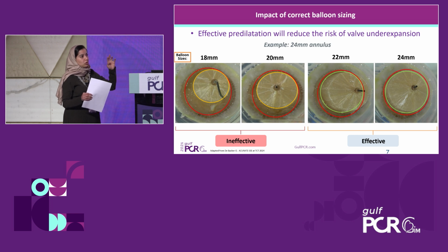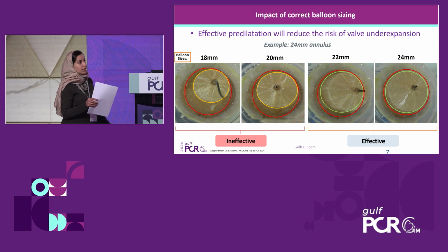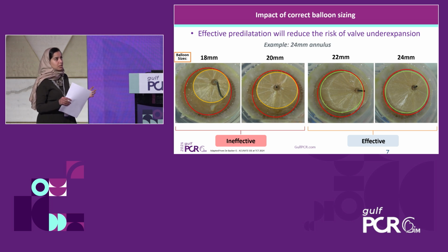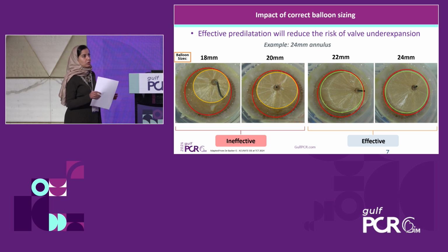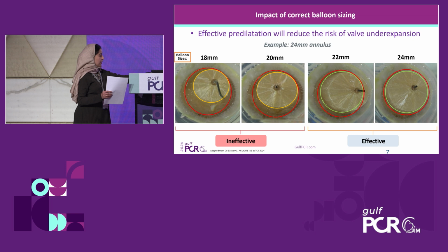This is what happens when you don't do an effective pre-dilation. So if you have a 24 annulus and you use an 18 millimeter or 20 millimeter balloon, the 2 images on the left, then you won't have effective pre-dilation. And if you put the valve, it will open, but it won't expand to what you want it to be, as opposed to if you pre-dilate with a 22 or 24 balloon.